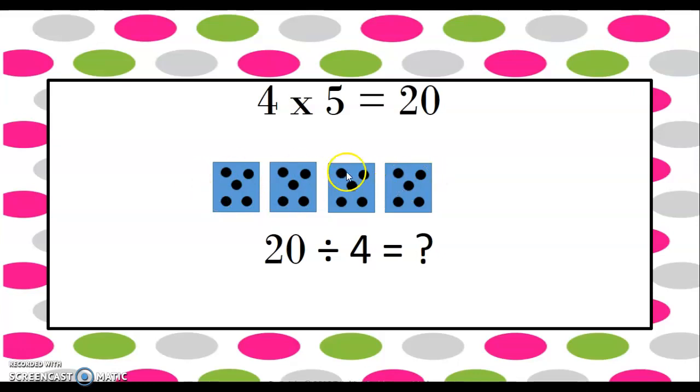Did we do this one already? 4 times 5 equals 20. Oh, I think I didn't give you the answer. 4 times 5 is 20. 20 divided by 4 equals 5. Never hurts to do it twice.